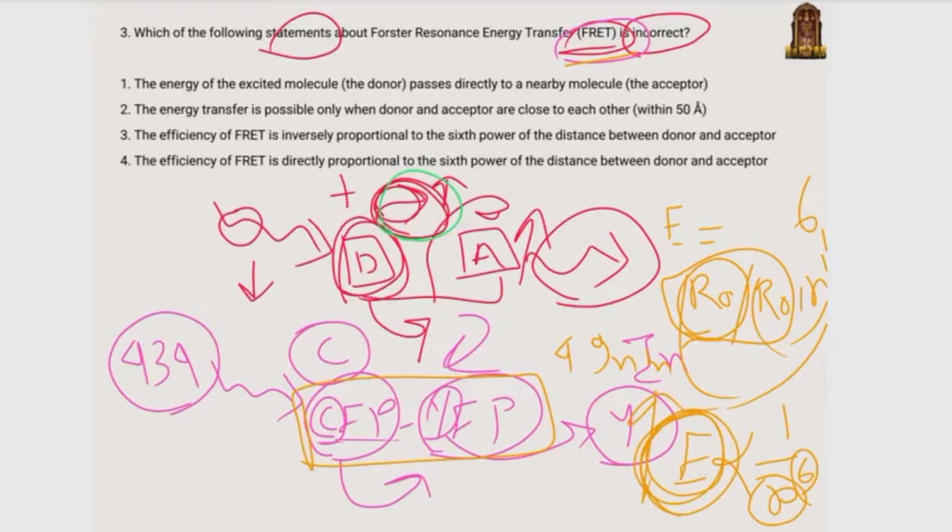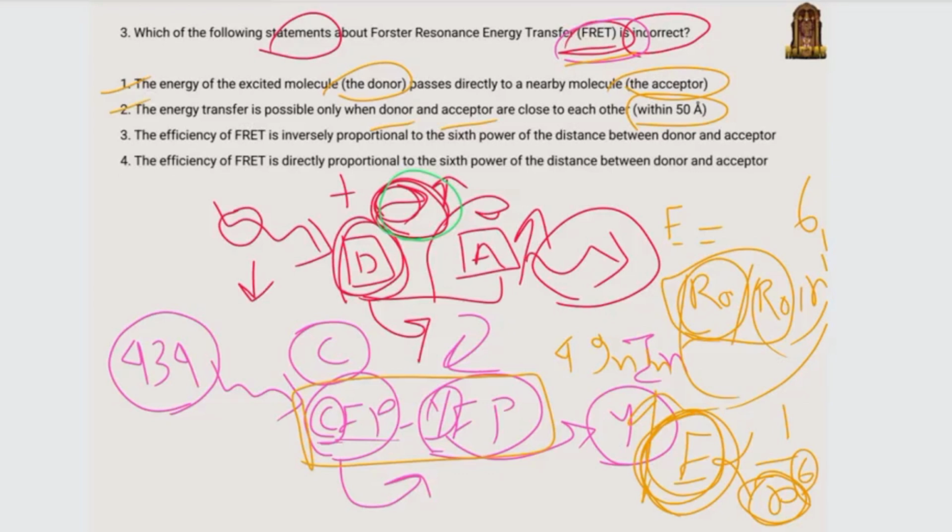So now let's take the statements. The first one is saying the energy of the excited molecule, that is the donor, passes directly to a nearby molecule, the acceptor. That is right. The energy transfer is possible only when the donor and the acceptor are close to each other, within 50 angstrom. That is the R, the distance between both donor and acceptor. If the distance is within 50 angstrom, then they will efficiently produce the FRET activity. So that is also true.